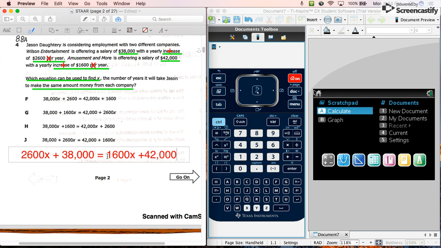Okay? Using the keywords, we were able to create an equation and set them equal to each other. Okay? So the answer for this problem, although it's written just a little bit differently, is going to be letter J. Let's go ahead and underline that.